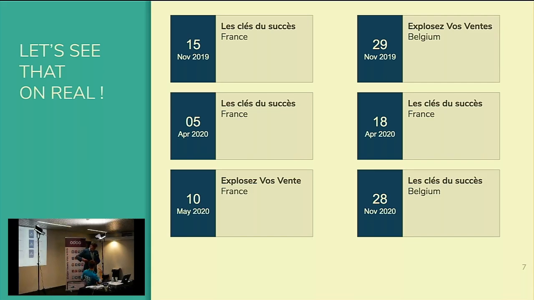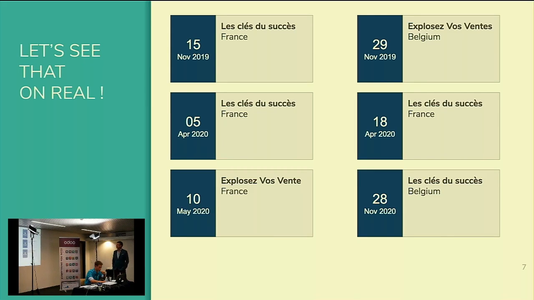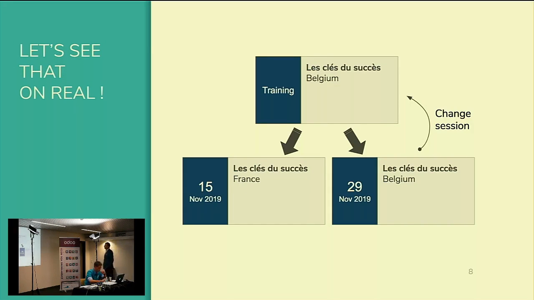Okay, so let's see that now for real. We improved the usability of the Odoo standard event application. Indeed, the standard application only allows displaying dates. It's not possible to gather together all the dates from a specific training, such as les clés du succès or the explosive event that you see on the screen. As you can see, you have only dates, and it is not easy to find all the dates that belong to the same training. So we improved the standard behavior.